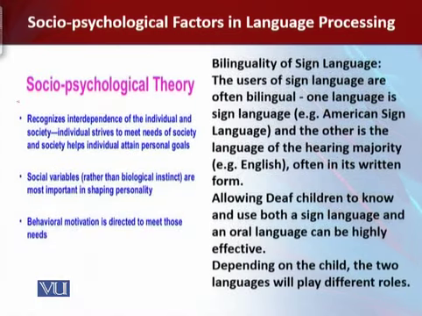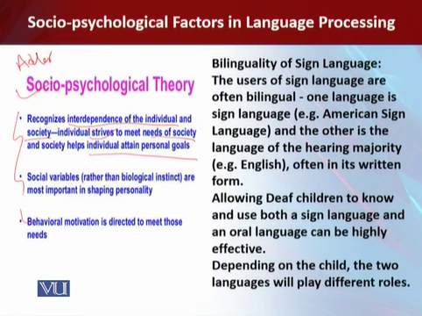Here we have the socio-psychological theory proposed by Adler et al. Adler and his colleagues proposed the socio-psychological theory, where you have three areas to be considered. First of all, it recognizes the interdependence of the individual and society. The individual strives to meet the needs of society, and society helps the individual attain personal goals. So basically, interdependency in meeting each other's goals is what the first point of the theory says.